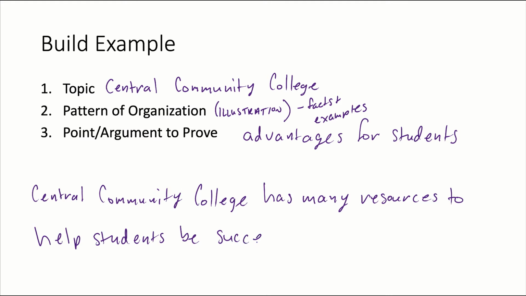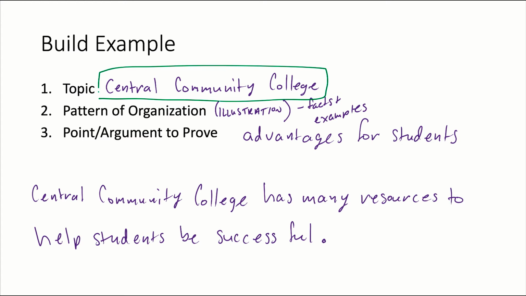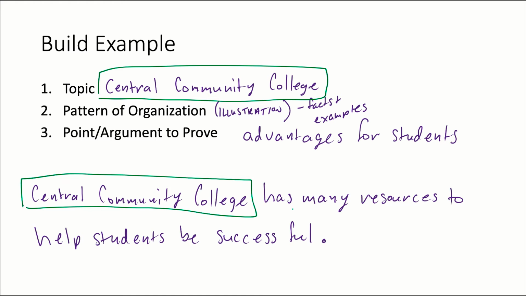be successful. So notice that when I started out, I used it as a type of brainstorming, but as I refined it here, it didn't quite look exactly as I brainstormed, and that's okay. That's part of the process. But let's go ahead and let's now see what we've done. So we have Central Community College. So I have my topic here. And I'm going to make sure I've got everything. My pattern of organization is illustration, meaning facts and examples. So my facts and examples that I'm going to use is it has many resources.